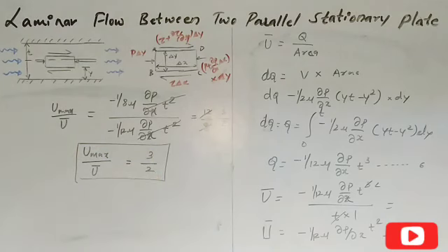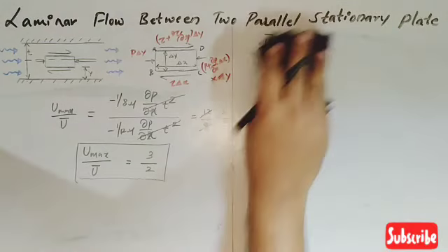Now we have already calculated the velocity, the maximum velocity and the average velocity. We have also calculated the ratio of maximum velocity to average velocity, but we need to calculate the loss of pressure head as well as the actual shear force acting in this one. Okay, for that we'll continue now.